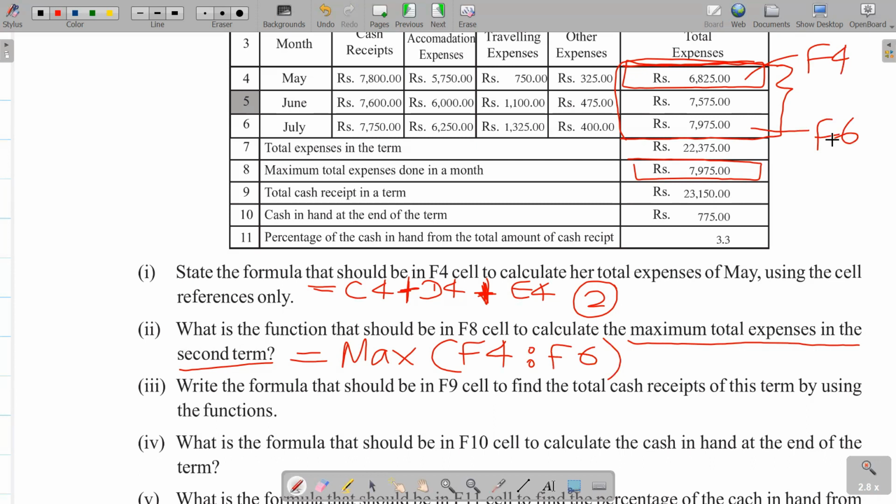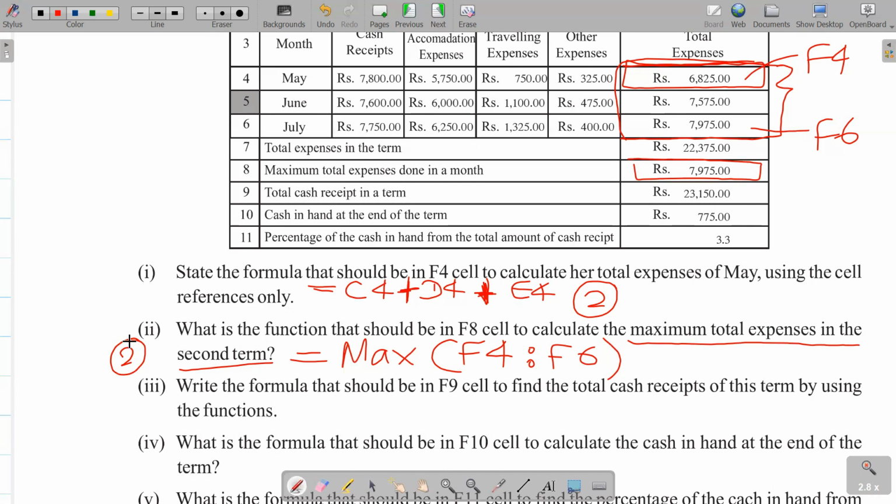Or either you can say equal max F6 colon F4, right? Or you can say equal max, open brackets, F4 comma F5 comma F6, likewise as well. So if you write any, you can have 2 marks for that.